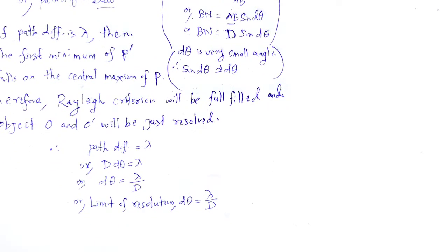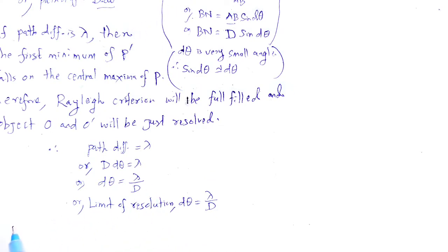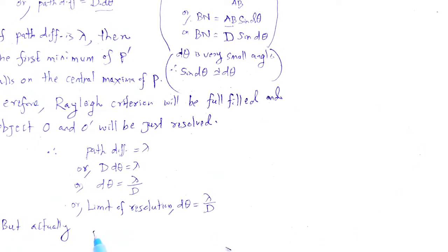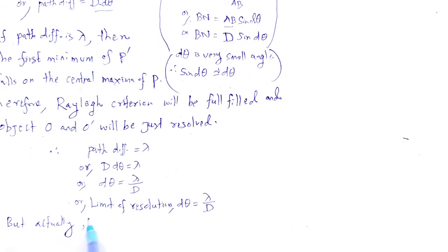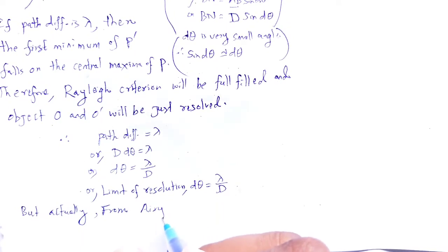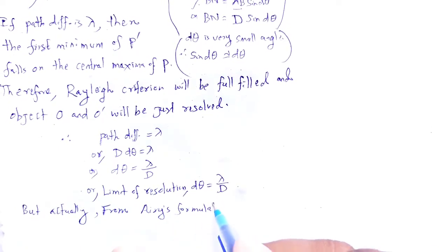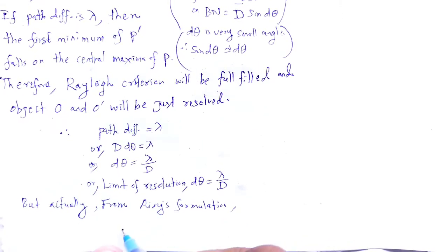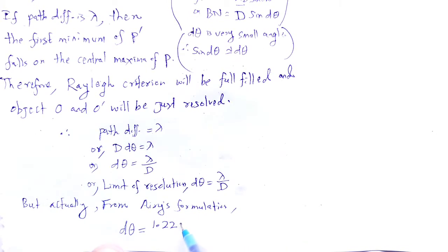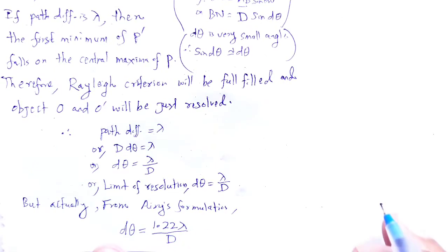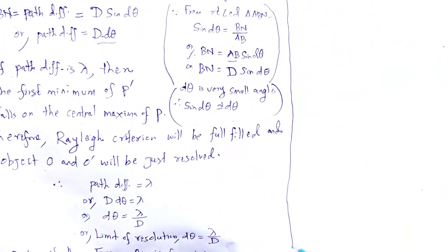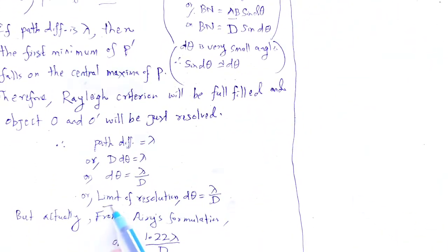But actually, experimentally, from Airy's formulation, we saw that d theta has just an increased value, 1.22 lambda by D. That is the limit of resolution.